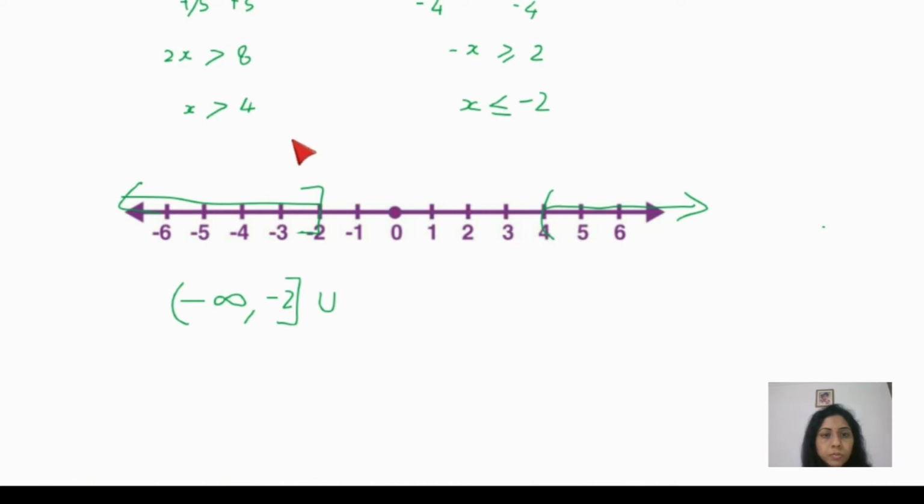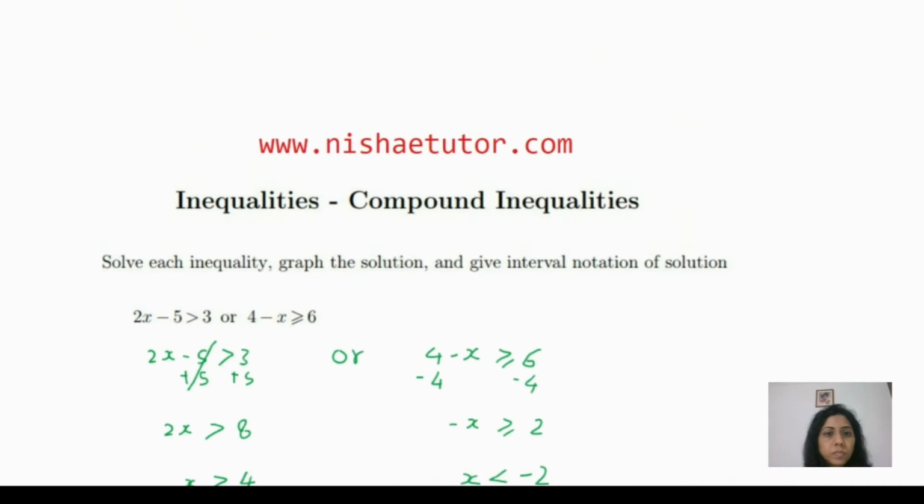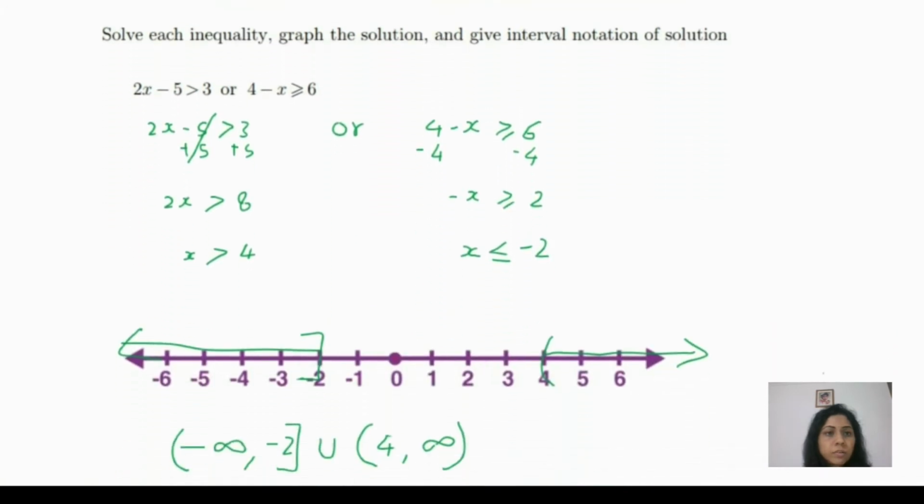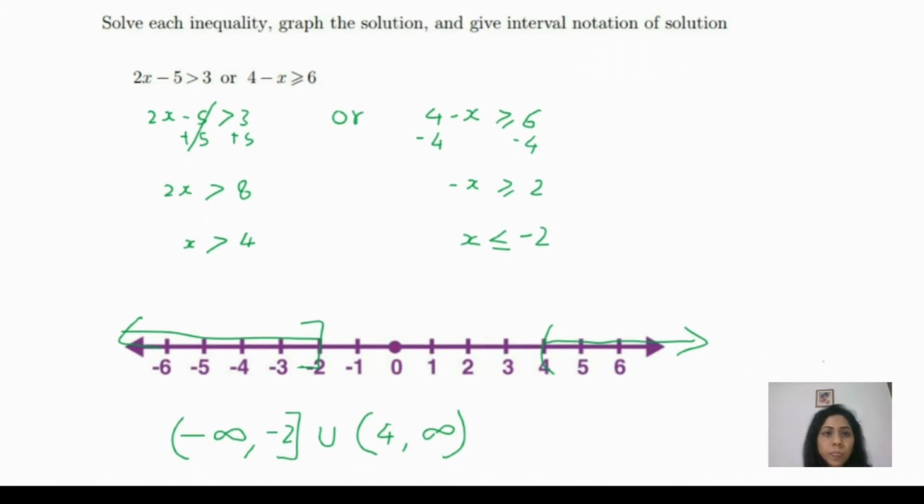Here curved bracket because 4 is not included, 4, and here all more than 4 numbers, so positive infinity. This is the graph on number line, and this is interval notation. Okay, this is the answer. So here it says solve each inequality, graph the solution and give interval notation. We did all. Okay, so this is the or type of inequality.